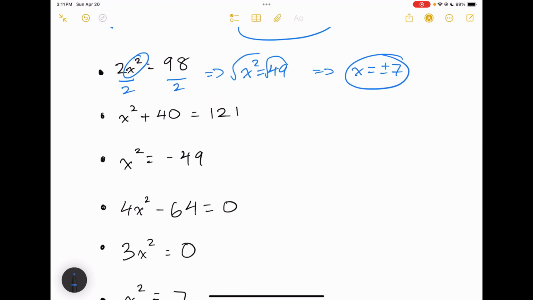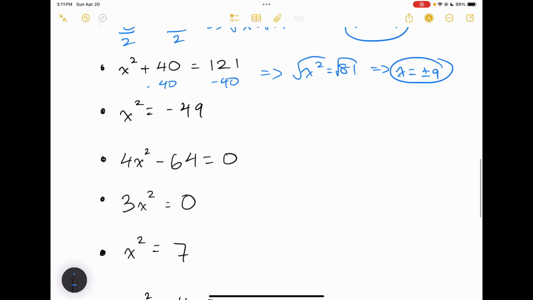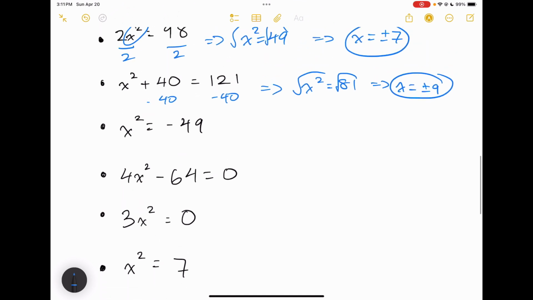Next one right here. X squared plus 40 is 121. Same logic, subtract 40 on both sides. I'm going to get that x squared equals 81. Same logic, take the square root on both sides. X will equal 9 times 9 is 81, so it's going to be plus or minus 9. And these make sense. You can replace either of the positive or negative versions into their respective equations, and you'll find that you get the same answers.